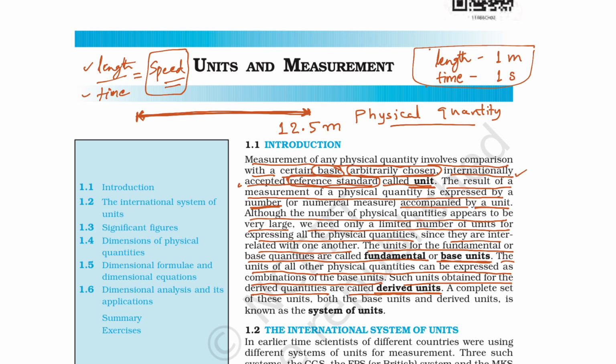Now a complete set of these units, both the base units and the derived units, is known as the system of units. If we list all the base quantities, derived physical quantities and their units, then all these units can be called the system of units.